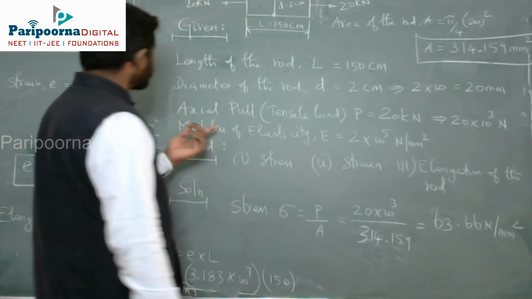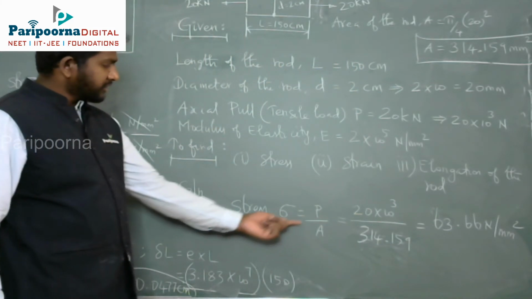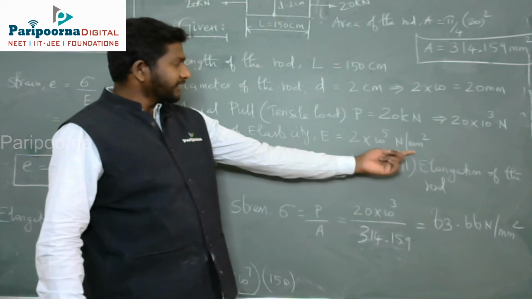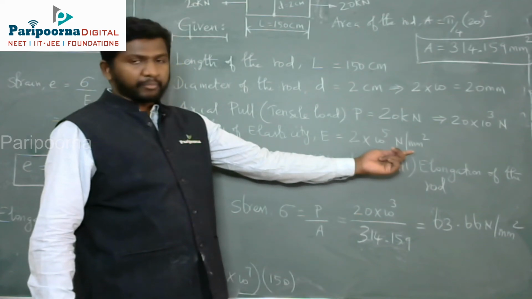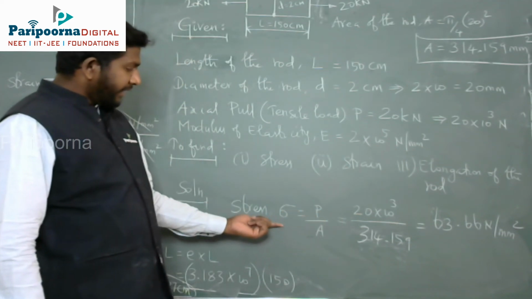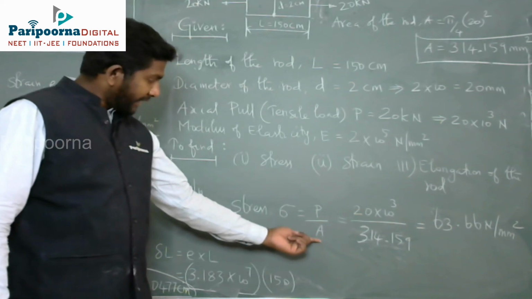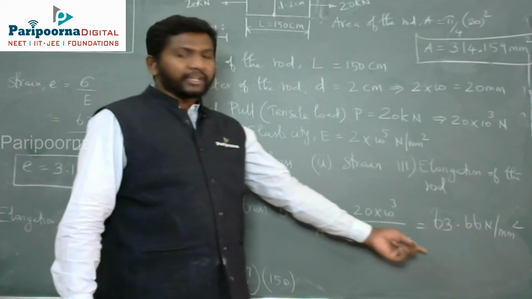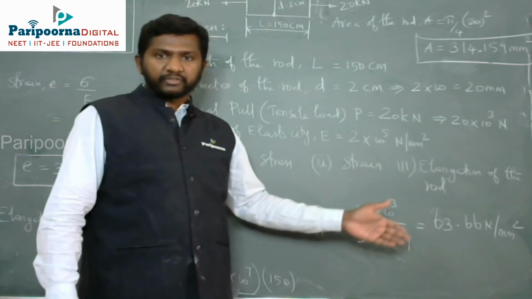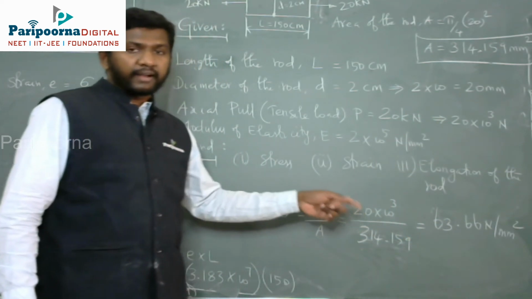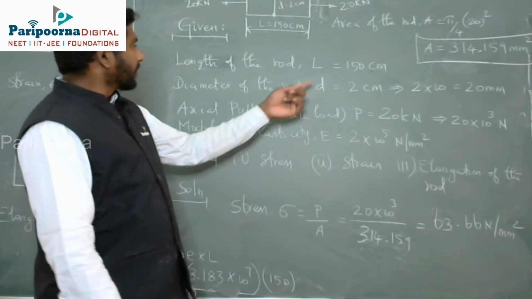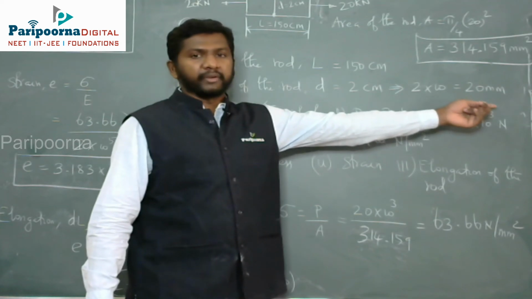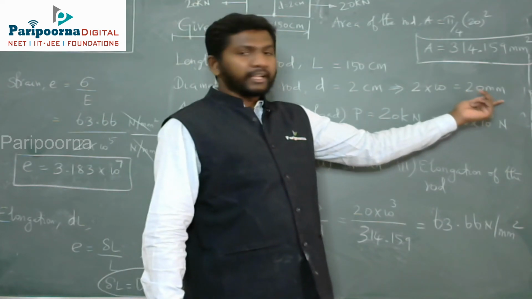Now, what is the formula for stress? Stress is load over area. Here you have to understand, Young's modulus value is given in Newton per mm square. While calculating stress value, you are going to apply the area value also. If the area value is also in millimeter, then the unit must be similar while substituting the value. For that, the diameter value is given as 2 centimeter, you convert into millimeter. 2 into 10, it is 20 millimeter.